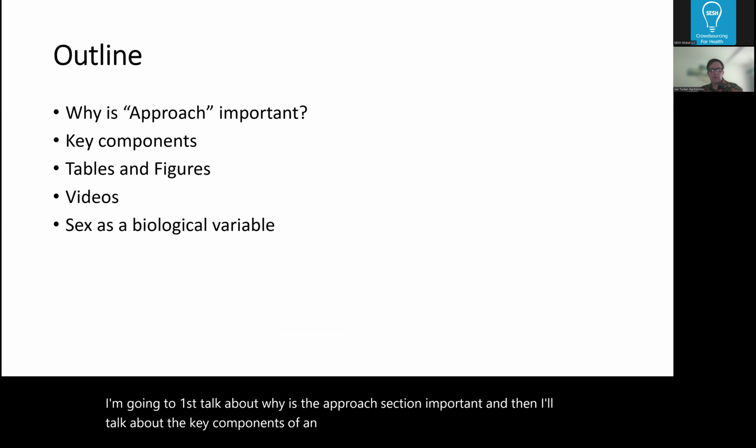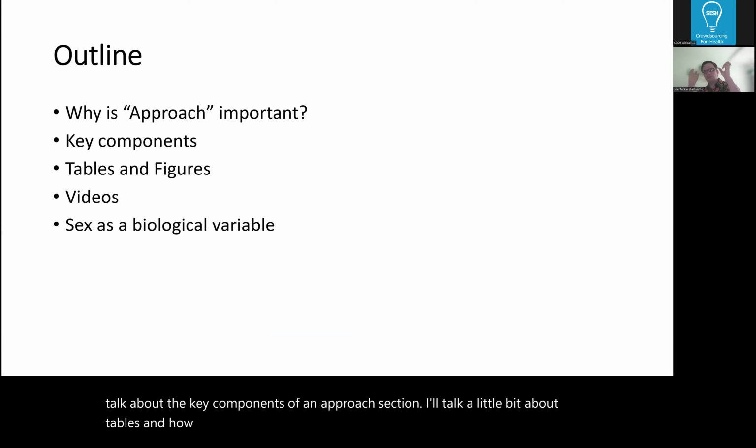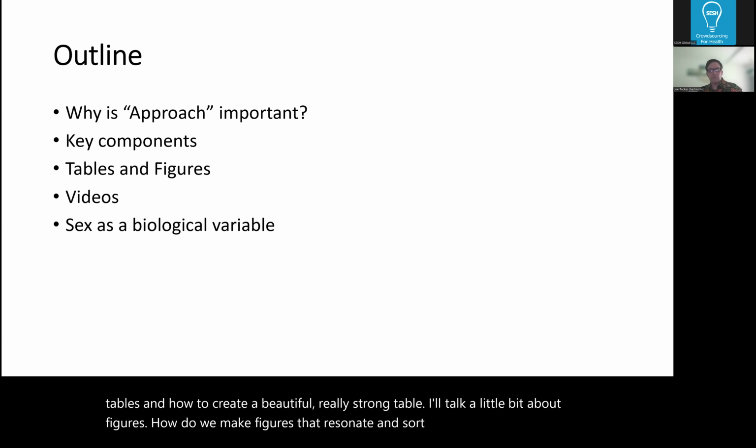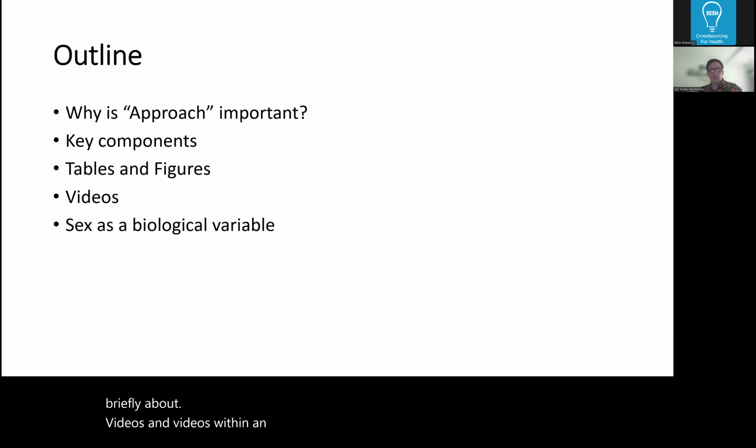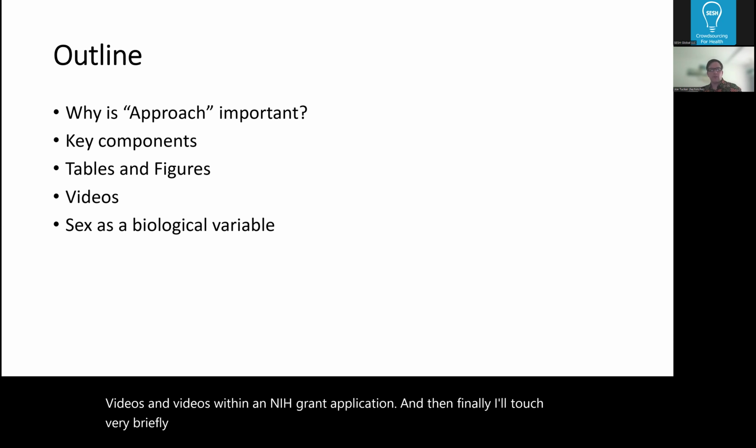I'll talk a little bit about tables and how to create a beautiful, really strong table. I'll talk a little bit about figures: how do we make figures that resonate, and infographics. I'll talk briefly about videos within an NIH grant application. And then finally, I'll touch very briefly on sex as a biological variable.